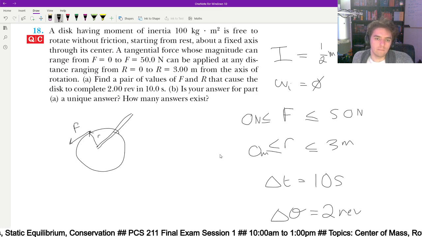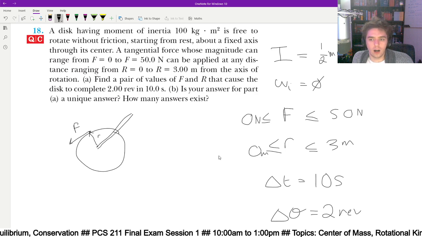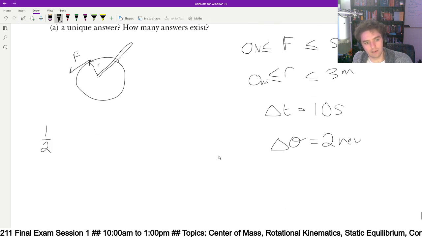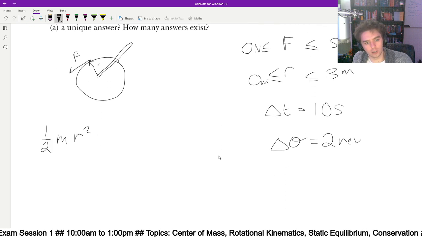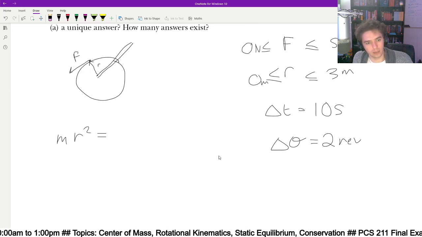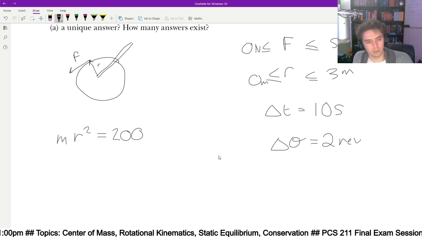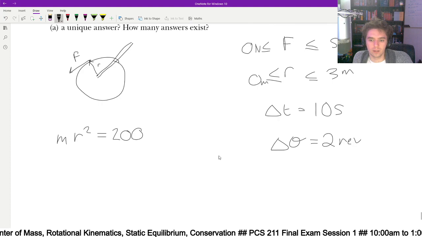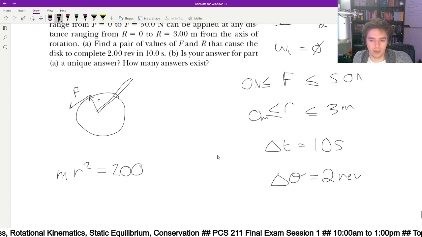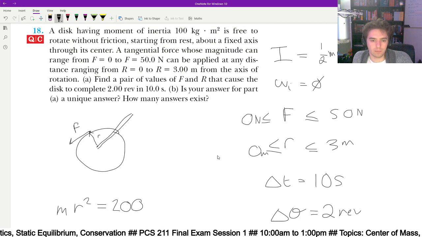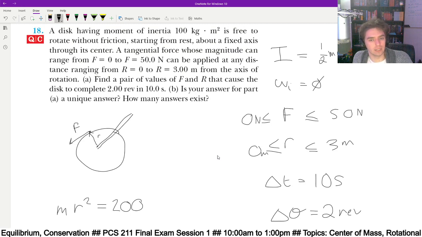So we can't find R yet, but we have a few equations here. Let's figure out what all our equations are. We know that 1/2 m r squared equals 100. In other words, mr squared equals 200. A little easier to write like that, right? That's saying that the inertia is that. We also know, well, what do we have to find? A pair of values F and R. So let's look at what the torque would be on this.